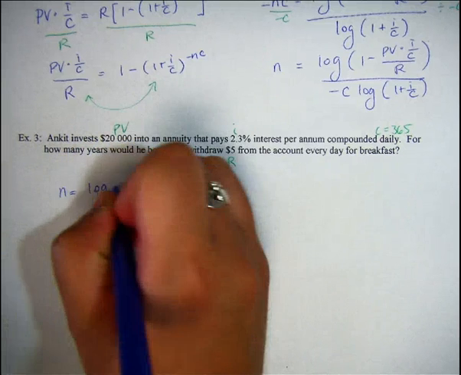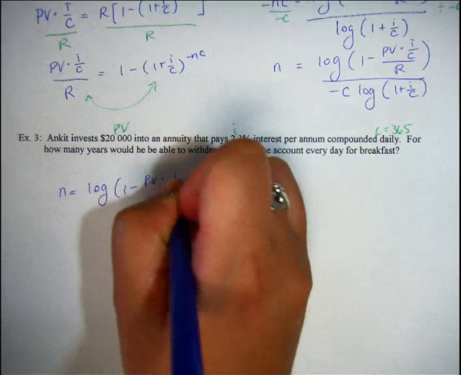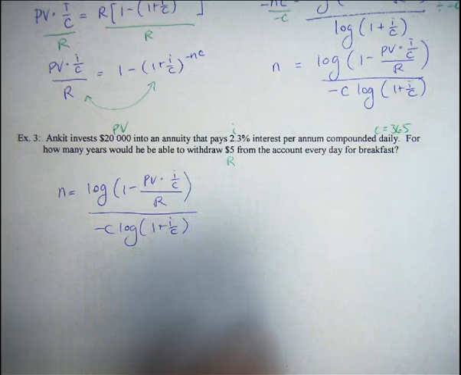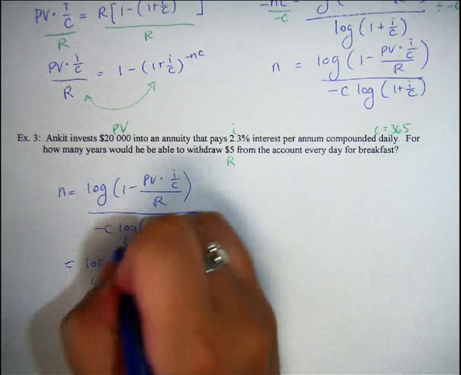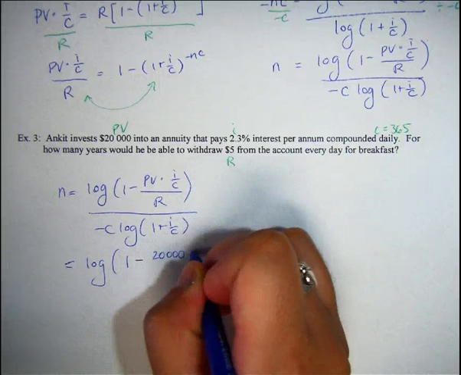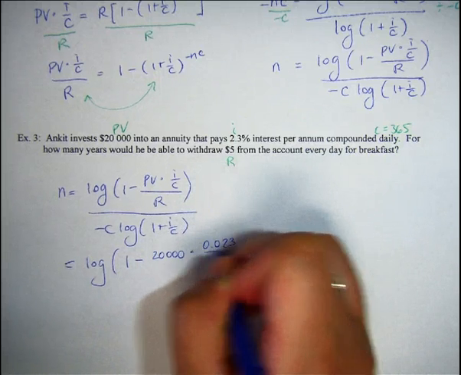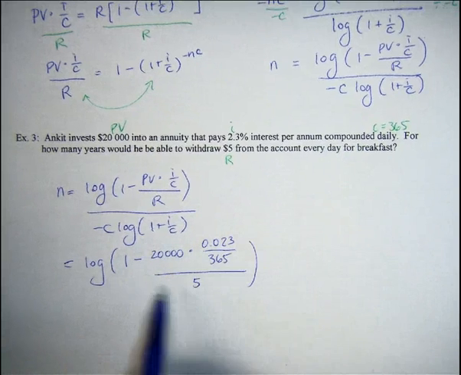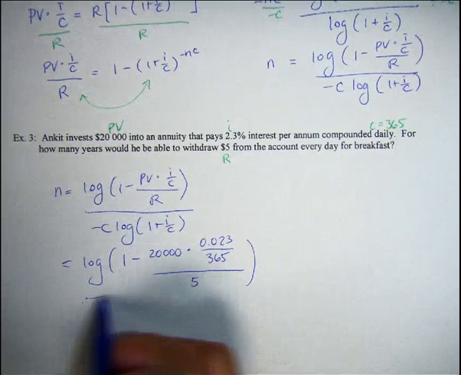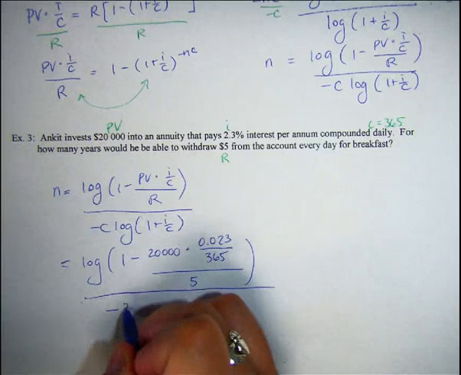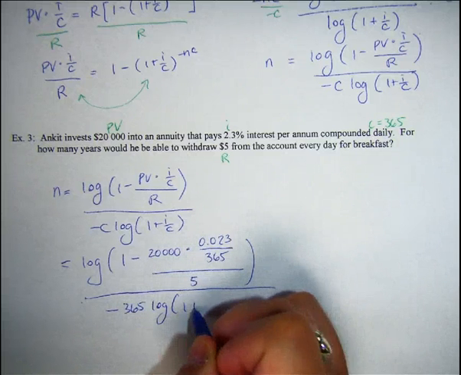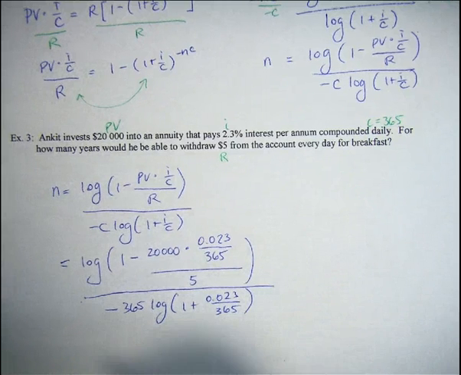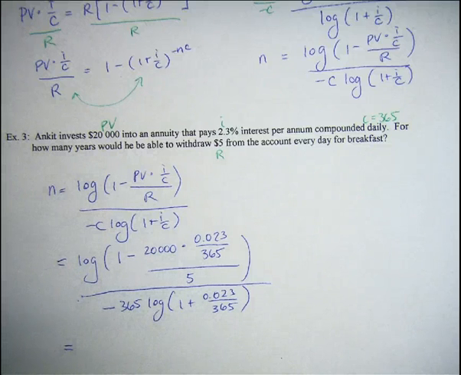N equals log 1 minus PV times I over C over R divided by negative C log 1 plus I over C. Plug everything in. Log 1 minus 20,000 times 0.023 divided by 365, all divided by 5. Not all, okay, that 1 is not dividing by 5. All right, just be careful. Divided by negative 365 log 1 plus 0.023 over 365. Oh boy.